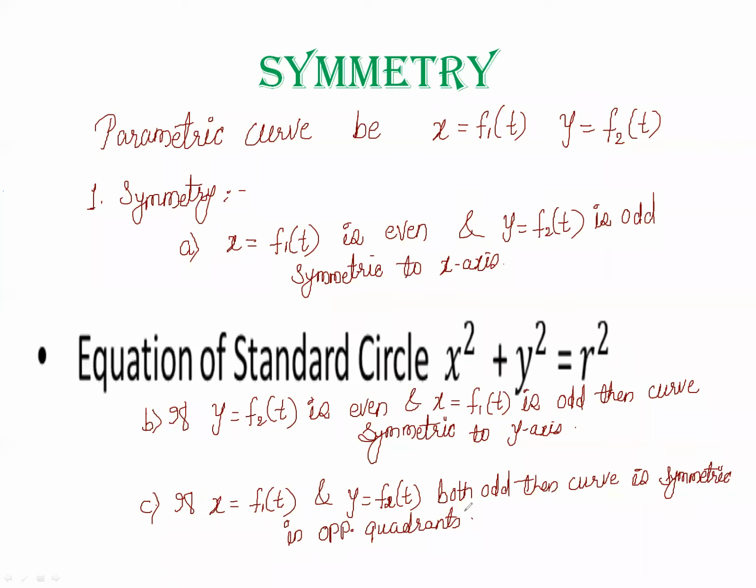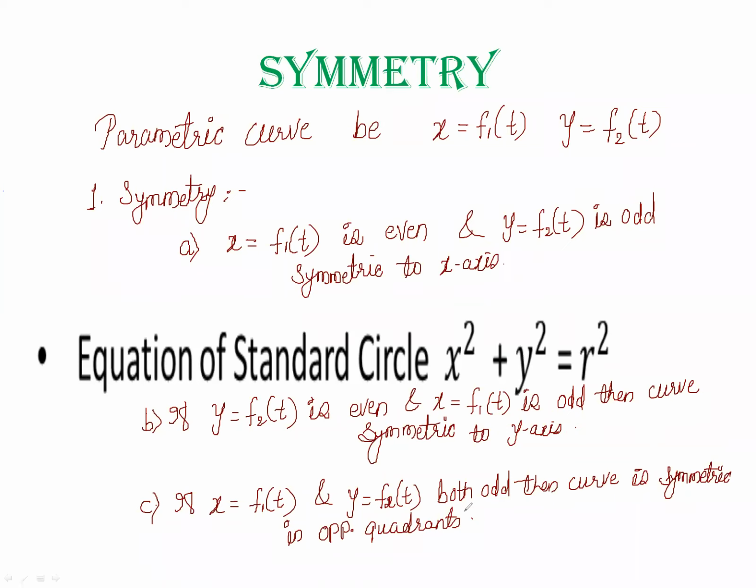Whenever that parametric curve is given, like x is equal to f1 of t, y is equal to f2 of t, then check out if x is equal to f1 of t is even and f2 of t is odd, then curve is symmetric to x-axis. If y is equal to f2 of t is even and x is equal to f1 of t is odd, then curve is symmetric to y-axis. Exactly opposite of Cartesian curve.